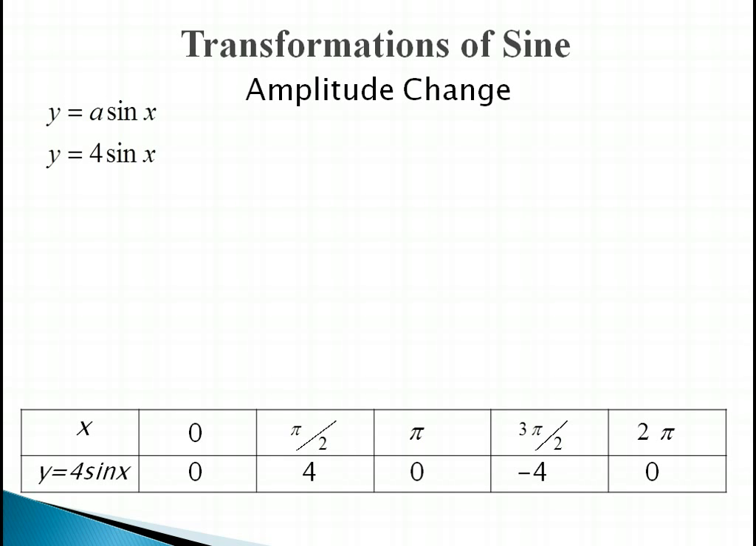So with just these 5 critical points, you should be able to get a sketch of your graph. So go ahead and plot these points on a grid, and then connect them with a smooth curve. Then come back to the video.